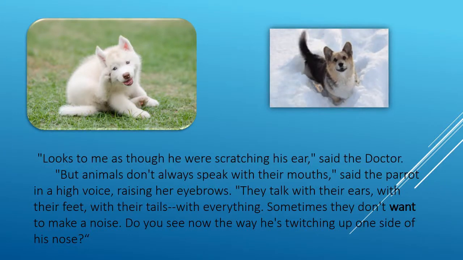Students, the doctor said that the dog Jeep is looking at him as if he is scratching his ear. You can see in the first picture the dog is scratching his ear. The parrot Polynesia said that animals don't always speak with their mouth. They talk with their ears, with their feet, with their tail, with everything. As you can see in the second picture, the tail of the dog.